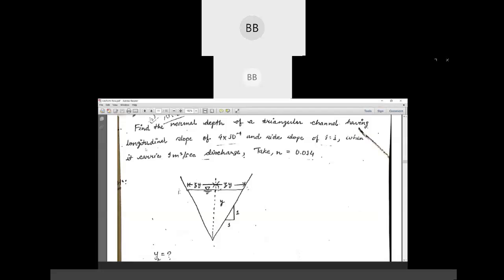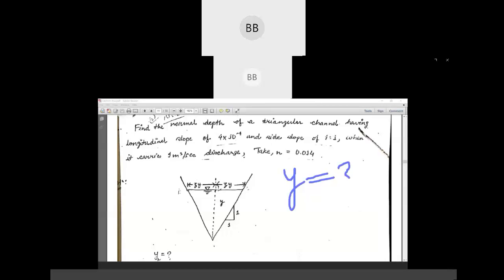Slope, that is longitudinal slope, is nothing but your bed slope. That longitudinal slope is nothing but your bed slope. So what we need to find out? We need to find out the y, that is your depth of flow. Why we need to find out? Question mark.